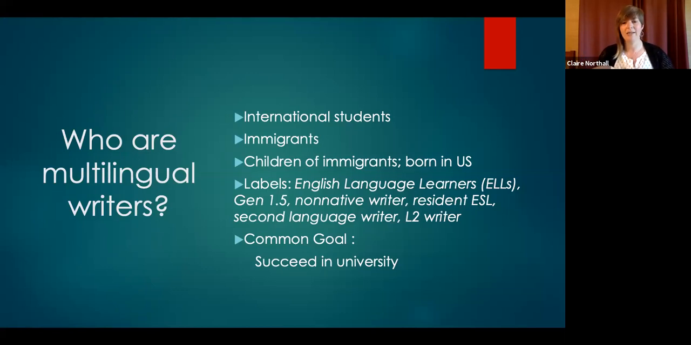Now, my project takes a broader perspective, and it's inclusive of these subgroups. Therefore, I'm using the term multilingual writer. Multilingual writers vary in linguistic proficiency levels, attitudes towards language, and levels of academic preparation, which makes it really difficult to make easy generalizations about this broadly defined group. However, multilingual writers who are enrolled in US colleges share a common goal: to perform competently across the curriculum, even as their English skills are developing.